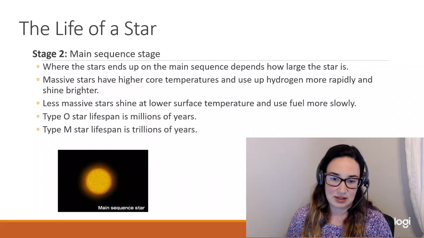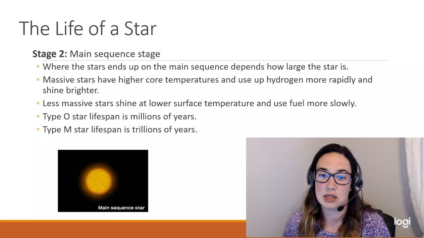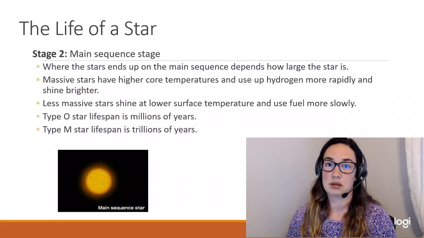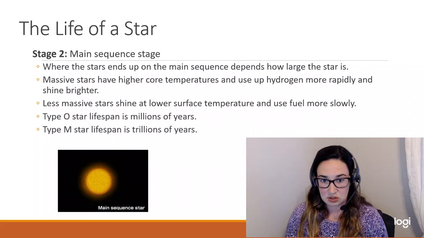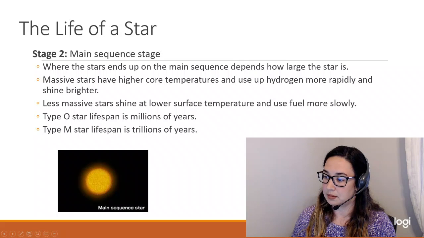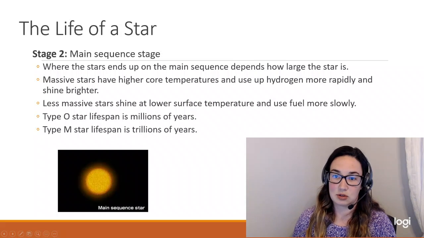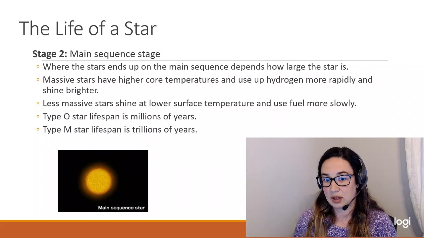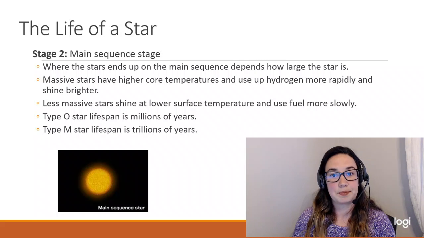And so I just included a photo of a main sequence star, which is what our sun is. Our sun is in the main sequence star stage. And so that's where it exists on the HR diagram. It's not a supergiant. It's not a white dwarf. It is a main sequence star.